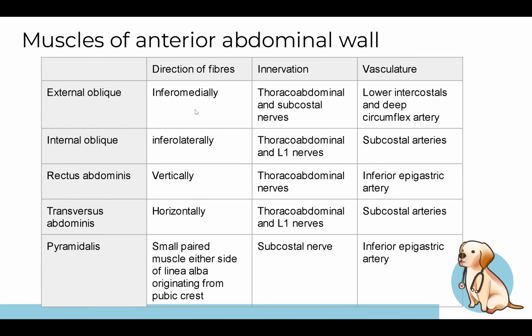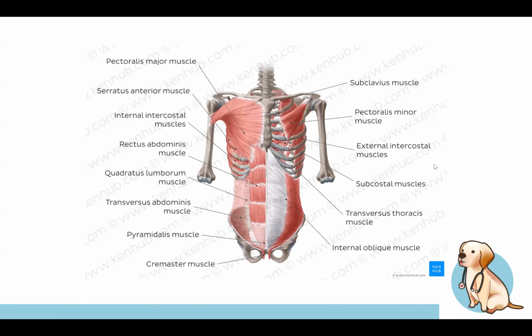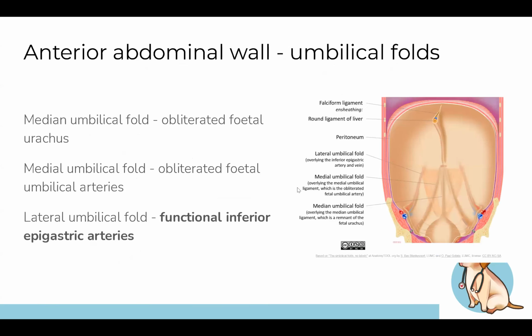So this just talks about the muscles of the inferior abdominal wall. I'm not going to go through this because I think it's pretty easy. You should be experts at muscles by now. I would say probably important to know the directions of the fibers. So know that the external oblique is inferomedial, internal is inferolateral. Yeah, I don't think you need to know innervation or vasculature, but if you're really going for it, you're welcome to. So this is just the diagram of where the muscles are. So have a look at this in your own time if you can.